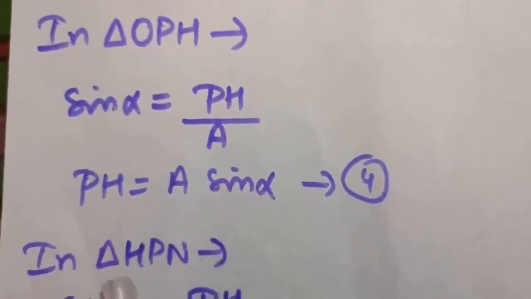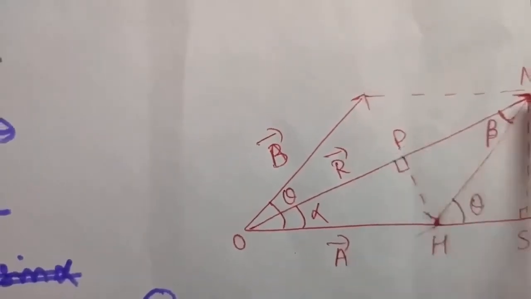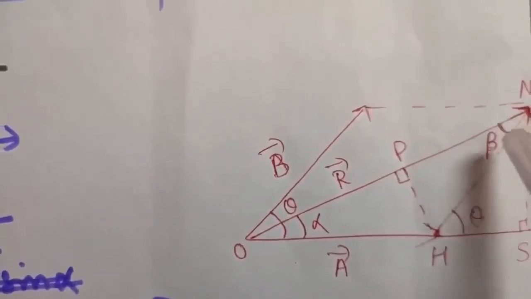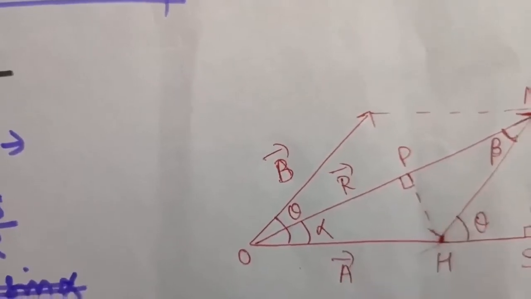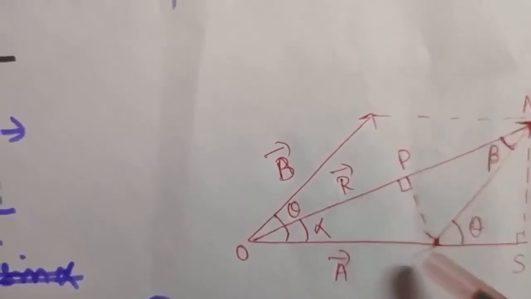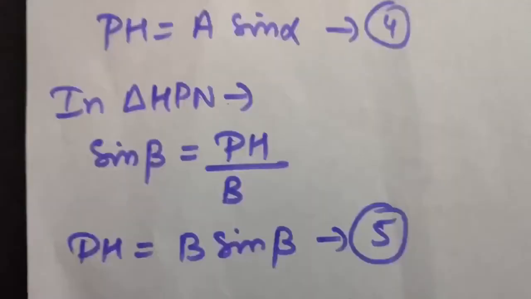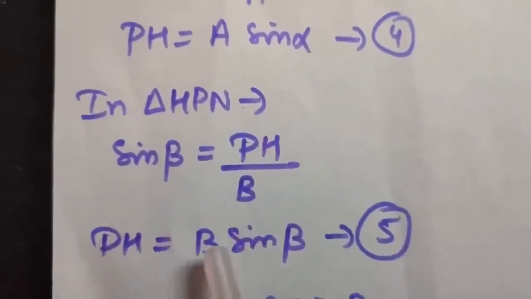Now again if we consider triangle HPN, in triangle HPN we will calculate sine beta. Let's say this angle is beta. So sine beta will be PH upon hypotenuse. So hypotenuse is this, PH upon B, because this is nothing but B. So sine beta will be PH upon B. So from here PH will come to be B sine beta.